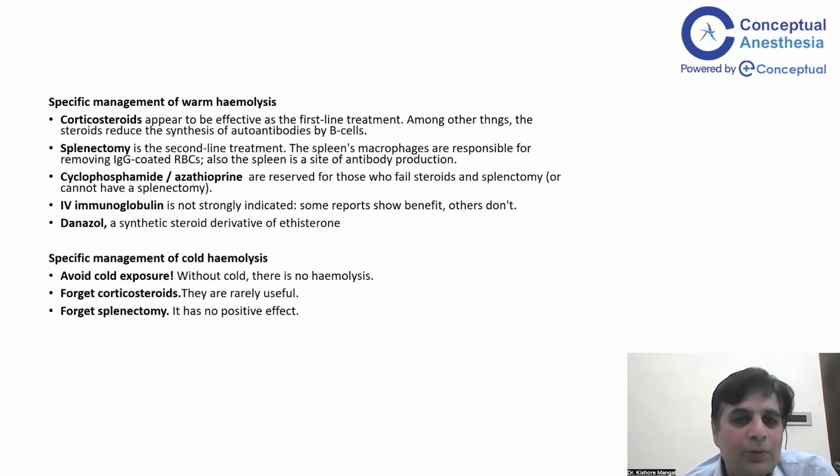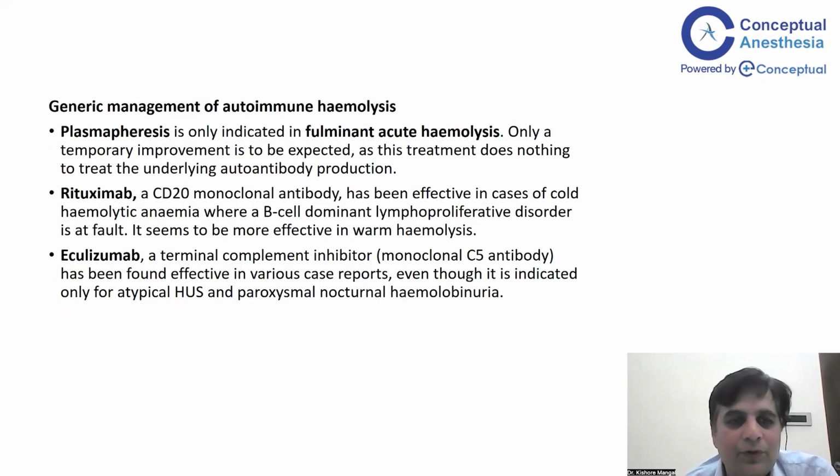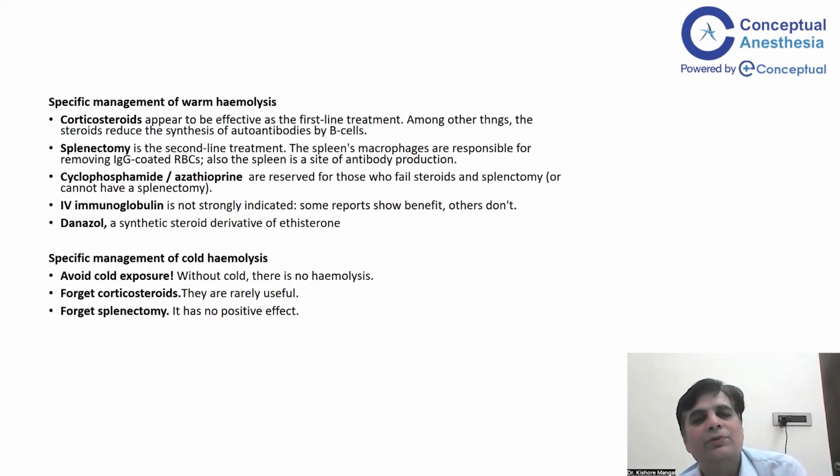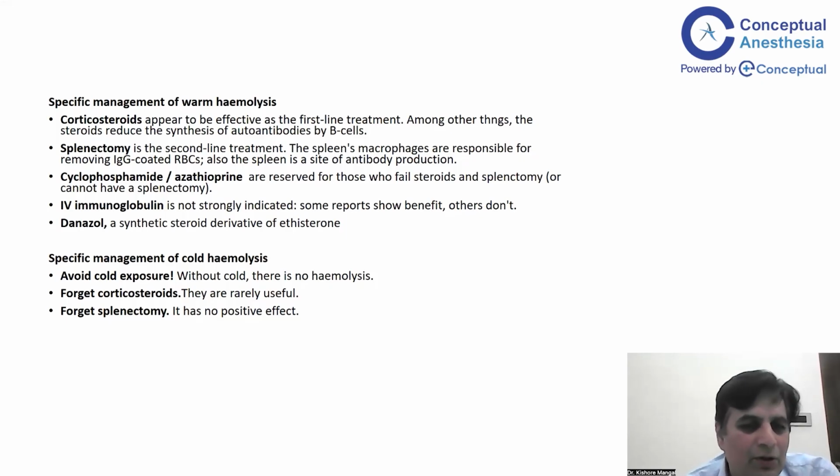Specific treatment for warm hemolysis. If the patient is in a crisis situation, we go for plasmapheresis, and then we also have to think about corticosteroids, and splenectomy as a second-line treatment. For those who fail steroids and splenectomy, we may go for cyclophosphamide or azathioprine. IVIG is not strongly indicated, but some reports show benefit. Danazol is an old medicine not used in warm hemolysis anymore.